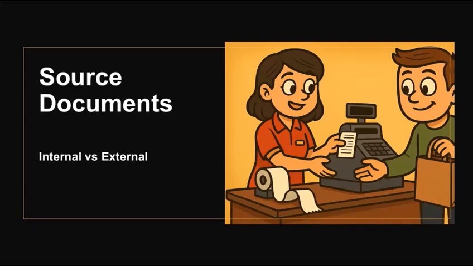Now let's look at external source documents. These come from outside the business, from customers or suppliers. For example, a till slip you get from the shop when you buy something, an invoice sent by a supplier, a bank statement sent by the bank, or proof of an electronic funds transfer emailed to you by a customer. These external documents are important because they confirm what happened with people or businesses outside your own.